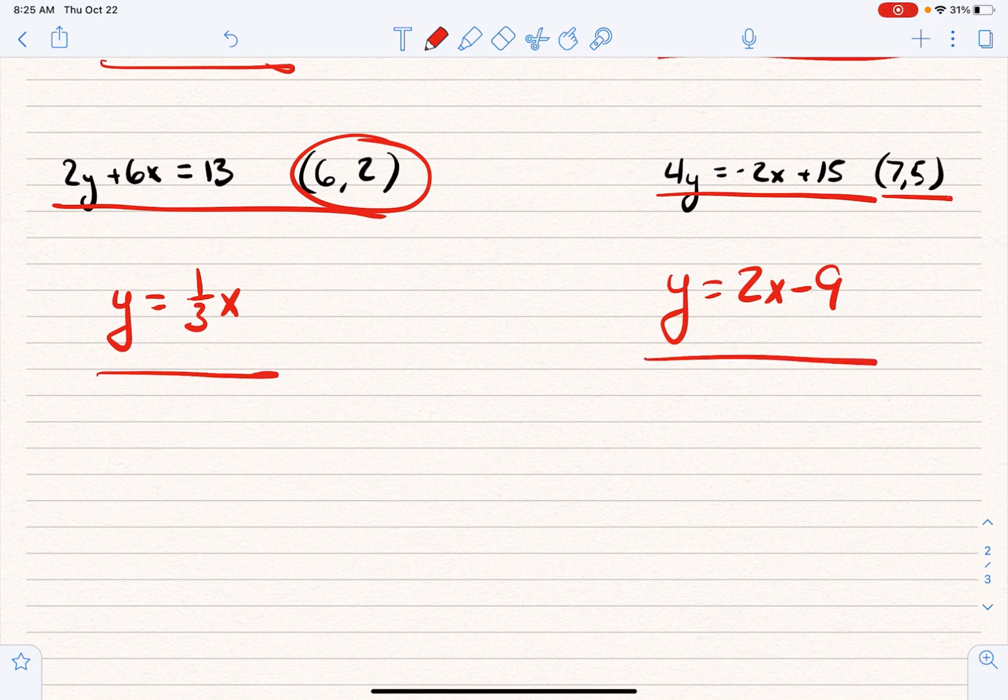Okay, at this point, you can hand in your homework, and we'll take a look at these kinds of problems in just a second. All right.